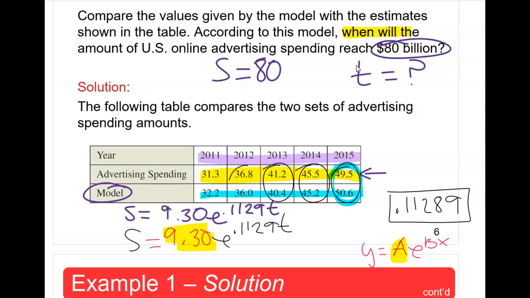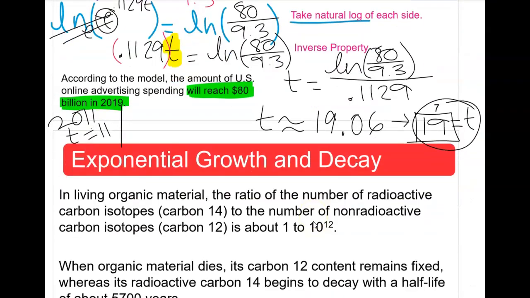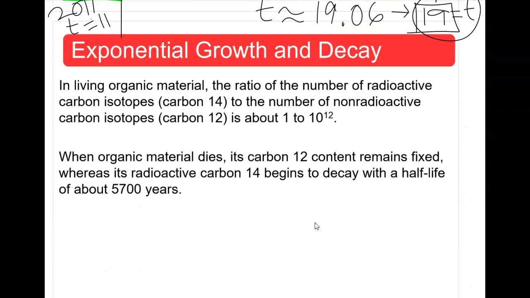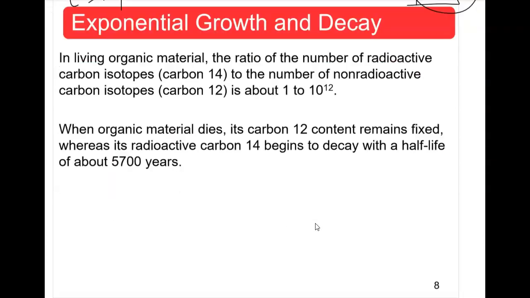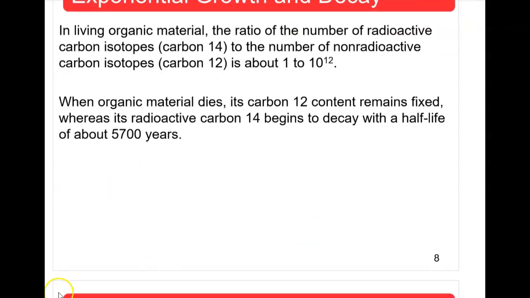However, they're not too far off. So the model is a good approximation. Okay, so I know that took forever, but it's because you will do something like that for your quiz.